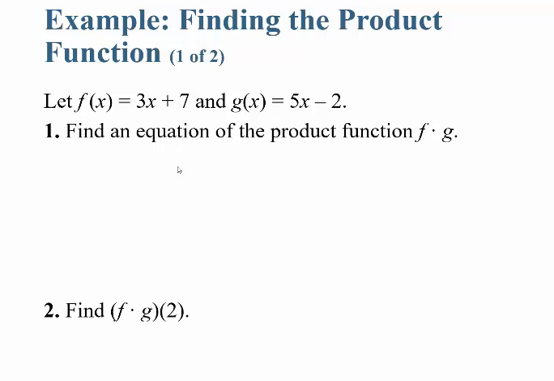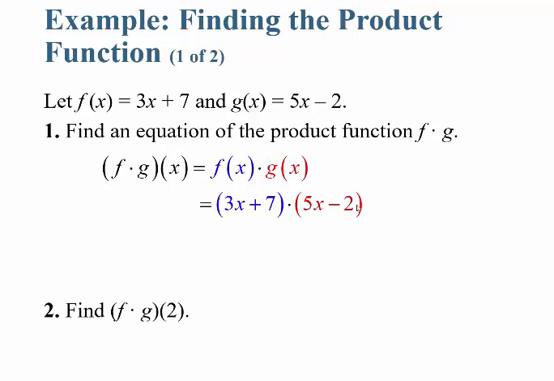If I want to find an equation of the product function, I'm literally just going to take the two functions and multiply them together. When I do this, I'm going to get 3x times 5x gives me 15x squared. 3x times minus 2 is minus 6x. 7 times 5x gets me 35x. 7 times minus 2 is minus 14. You combine the middle here, and you get 15x squared plus 29x minus 14.